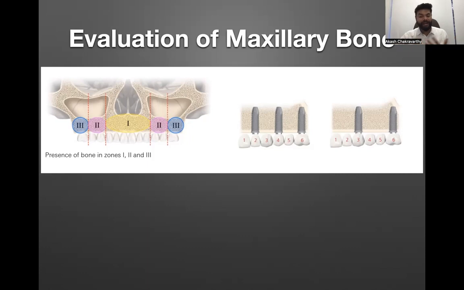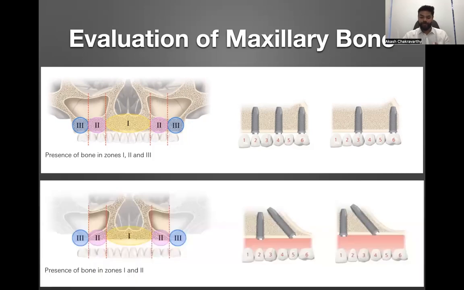Very rarely I get access to such bones where there is bone in all the 3 zones. In Indian bone conditions, it is very, very difficult to see a maxillary bone with all the 3 zones. If I get such a bone, I'm really happy, and I actually give a discount to that patient because I'm happy about that bone situation.